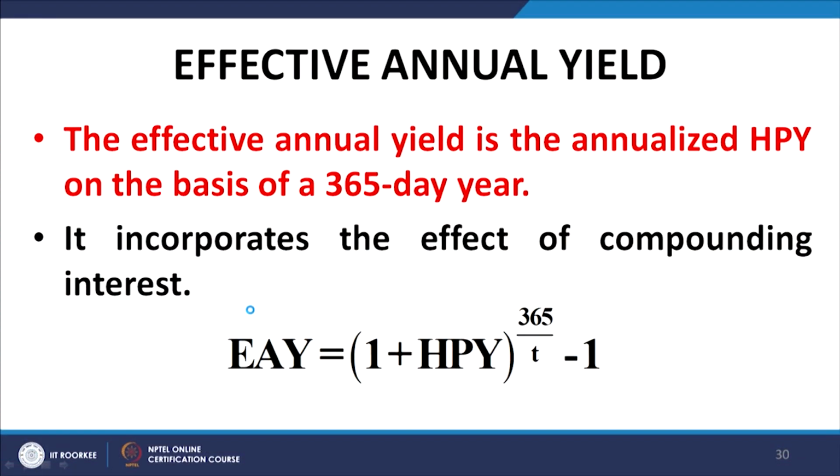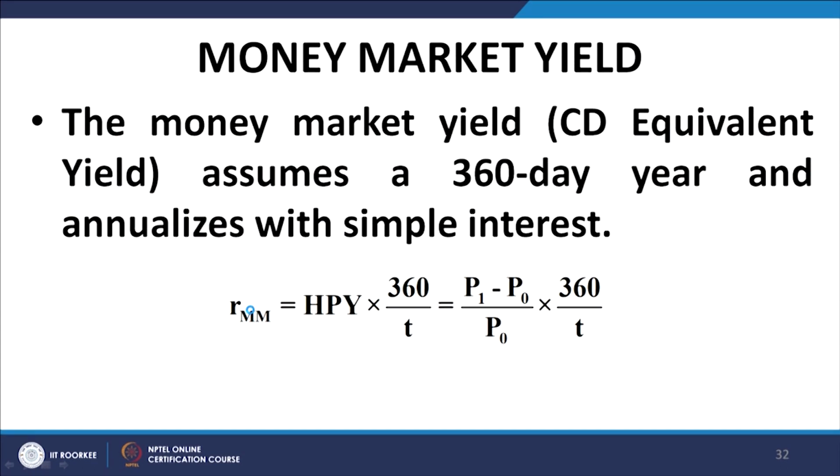While the effective annual yield is also an annualization of holding period yield, it takes care of the compounding as well as of the 365-day year. In the case of money market yield, we extrapolate the yield to a per annum basis using a 360-day year. And secondly, just like the T-bill yield, this is also a yield based on simple interest that involves no compounding.